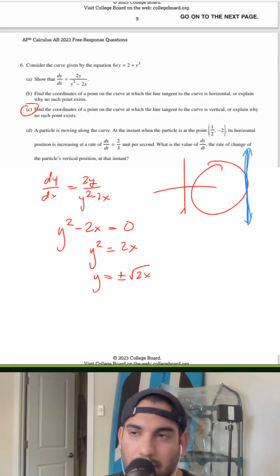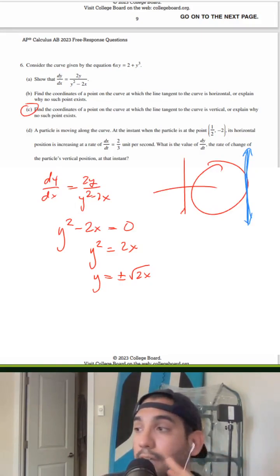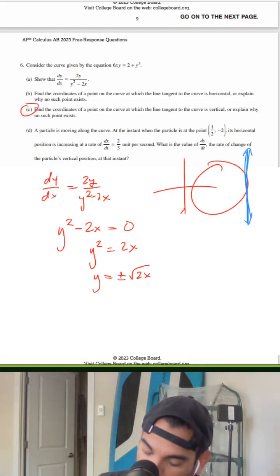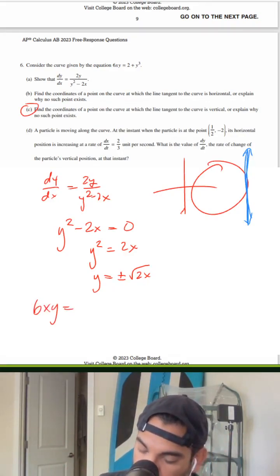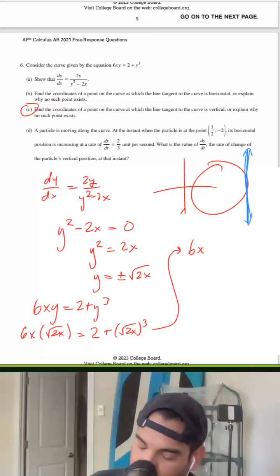Okay. Geez, when I did this, I'm like, oh, we're just going to set the top and the bottom equal to 0, but I think this is why it gets confusing. So I found my y value. Let's go ahead and plug that into the top up here. So we're going to plug it into the 6xy is equal to 2 plus y cubed. And then we have 6x times, let's just first focus on the positive, root 2x is equal to 2 plus.